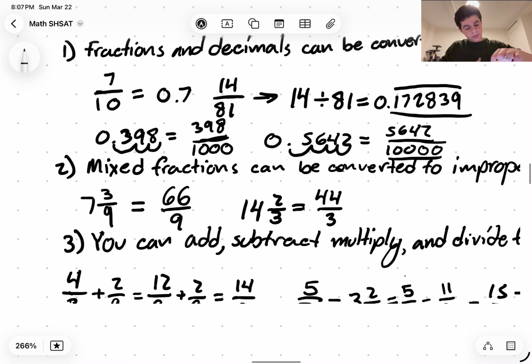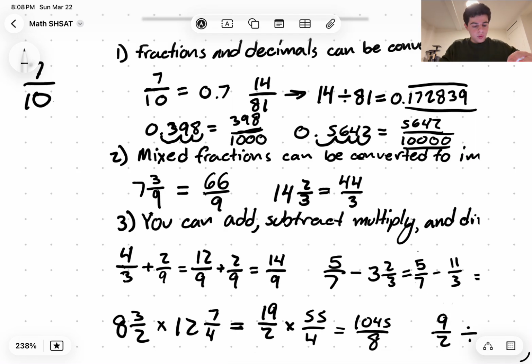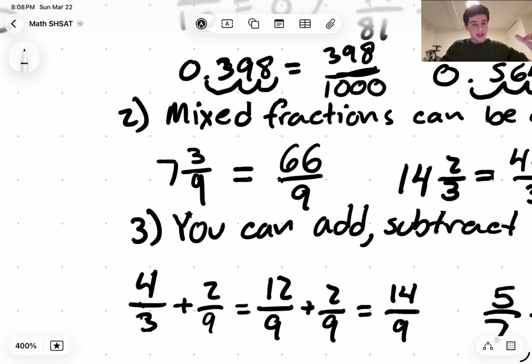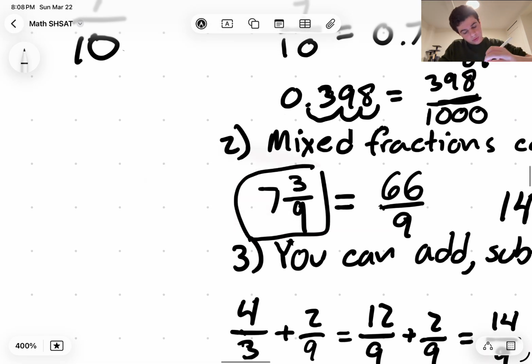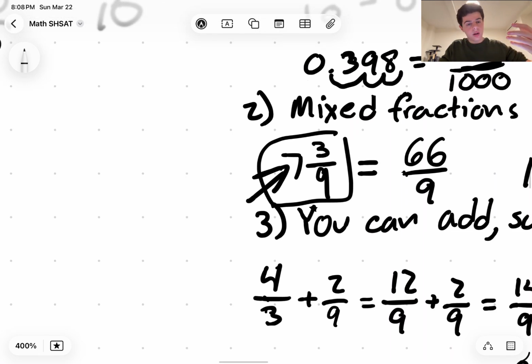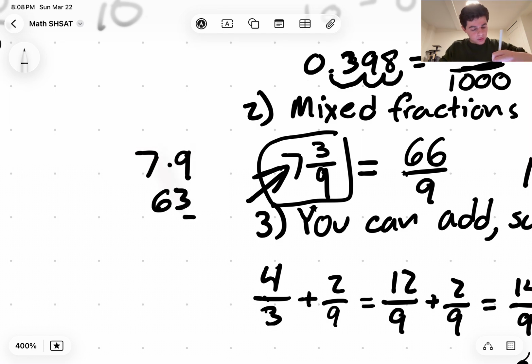So on that note, let's go on to our next key point, which is that mixed fractions can be converted into improper ones. What even is a mixed fraction? Well, let's take this example, 7 and 3/9. The 7 is our whole number. It is the amount of full 9 out of 9s we have. To figure out how many 9 out of 9s we have in 7, we do 7 times 9, that's 63. So 63 over 9, right? 63 divided by 9 is 7.